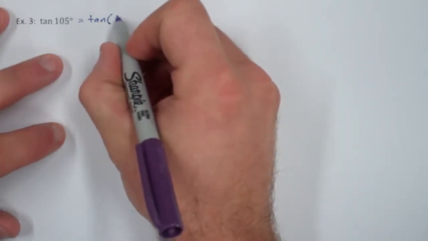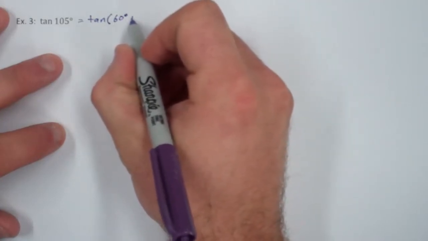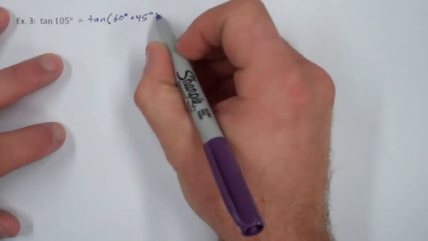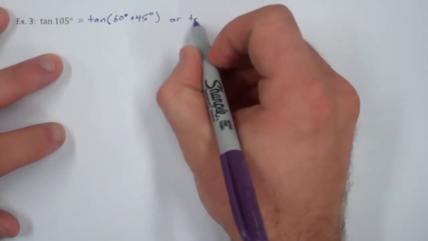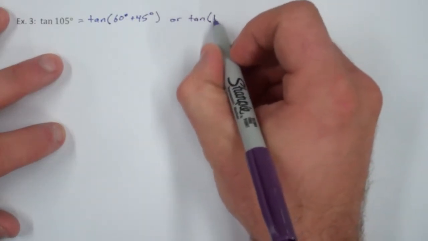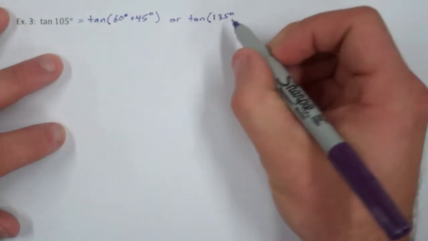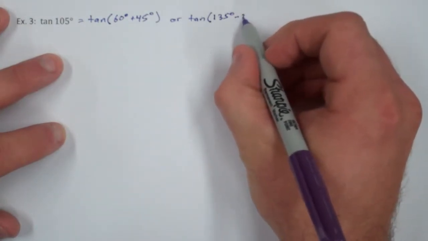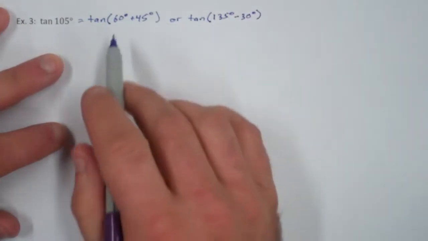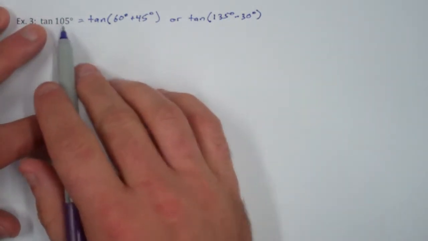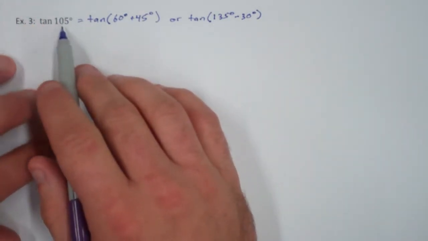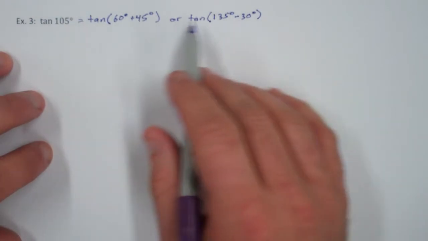I like to do the addition myself, so I'm going to do 60 and 45. Or if you wanted to, you could try this as the tangent of 135, which is on the unit circle, minus 30 degrees. And either way you do it, 60 and 45 is 105. 135 minus 30 is also 105. So you can work with either one.